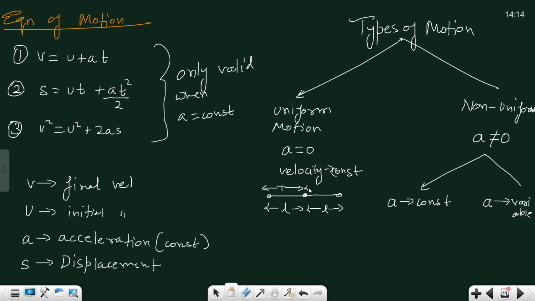Sir, in the second equation of motion, should we put an arrow on s for displacement? No, we are just taking the magnitude. The terms are vectors, but you don't need to write the arrow, because time is also there, so it will become a mess. We just calculate the magnitude. You don't need to write the arrow. Okay, sir.